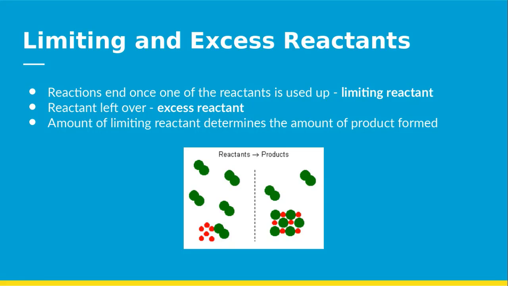So if you see in the diagram I have there, you have two reactants: the red dots and the green pair dots. At the end of the reaction, on the product side, you'll see there are a couple of green pair dots left over. That means they're the excess reactant, so you know the red one was the limiting reactant.